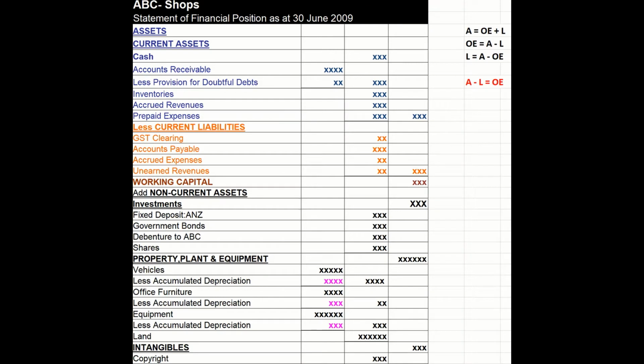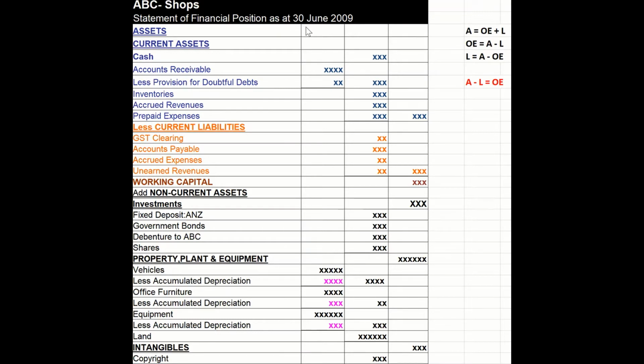In this video, we're going to look at the basic layout of a statement of financial position, otherwise known as the balance sheet. In order to look at the statement of financial position, you've got to understand it's done on a specific day. In this case, the 30th of June. So you've got to have the business name there, the name of the statement, and a specific day.